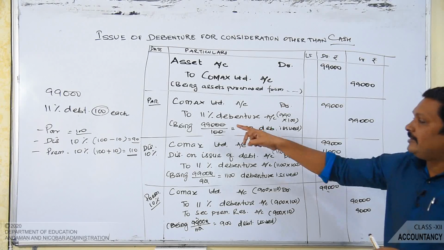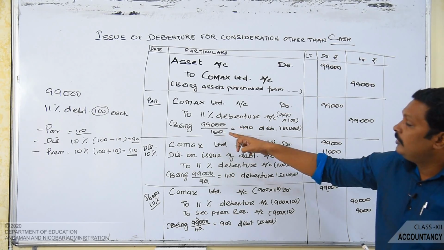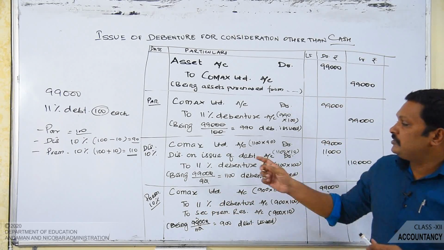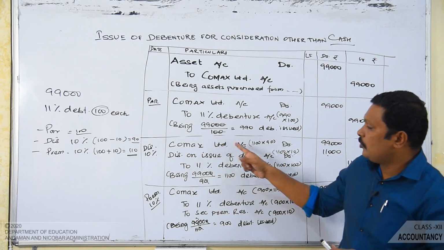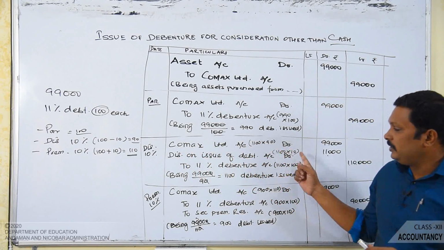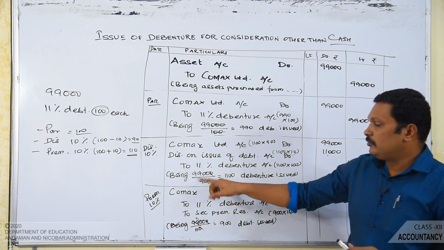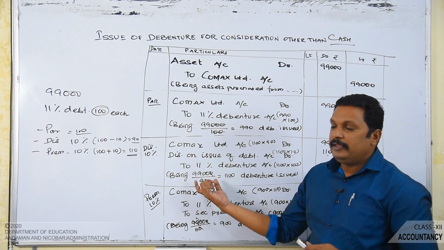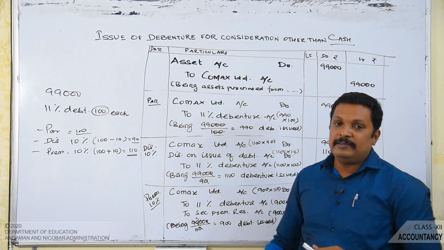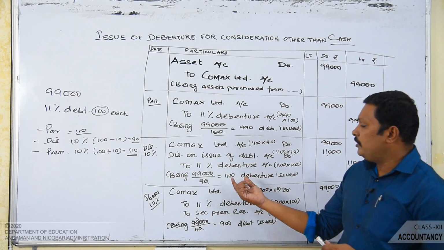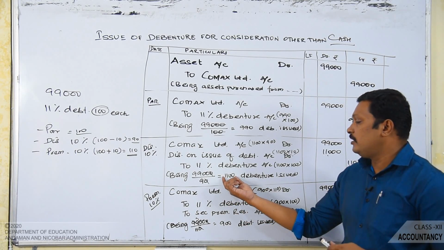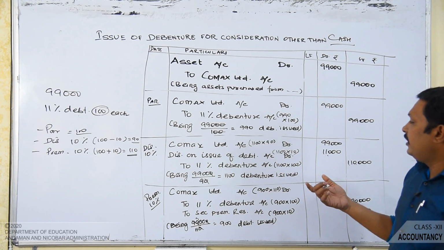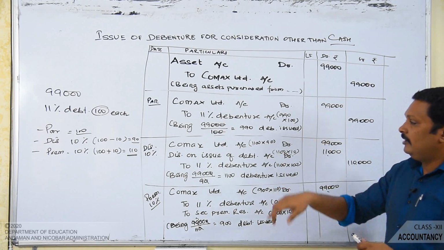So the entry will be simple: 99,000 divided by the issue price, which is 100. So we have to multiply all these things. After that, we issue the debentures at a discount. So the entry is Comax Limited account debit, discount on issue of debenture account debit, to 11% debentures. To get the debentures issued, we divide the cost of the asset by the issue price. The issue price is now only 90 because we are issuing at a discount. So how many debentures were issued here? We are issuing 1,100 debentures. That should be multiplied into face value. It becomes 1,10,000. After that, into discount, that is 11,000.